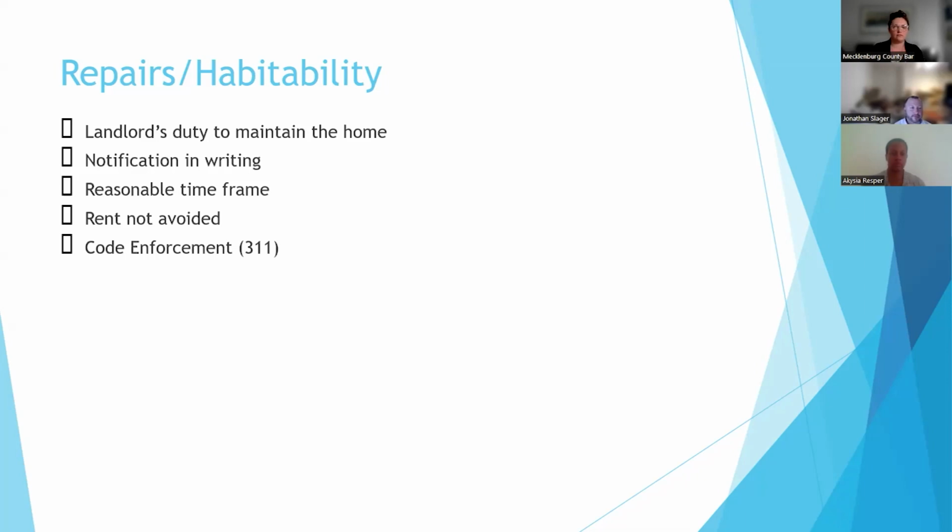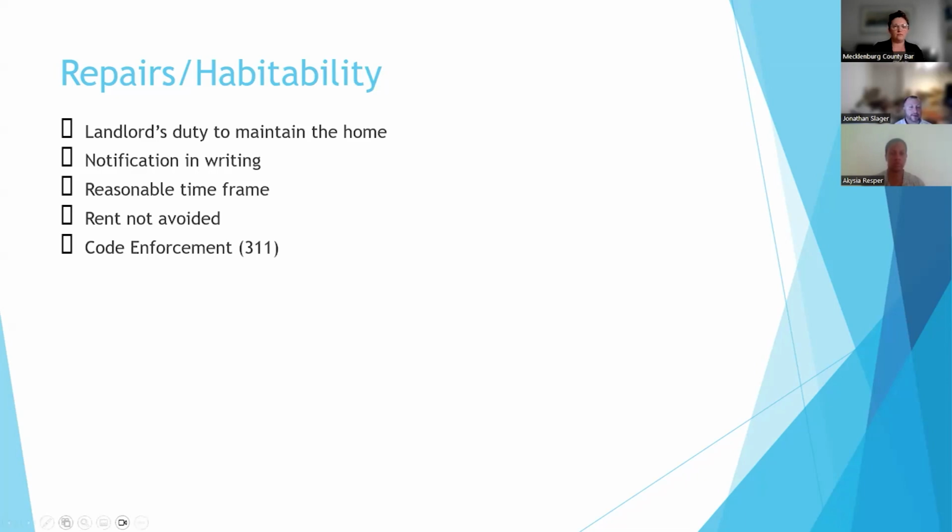A major issue that we have with tenants and landlords is repairs and habitability. By law, landlords have a duty to maintain the home. That means if there is a problem that's not really of the tenant's making, or even of the tenant's making, which is a slightly different issue, the landlord needs to come and fix it.